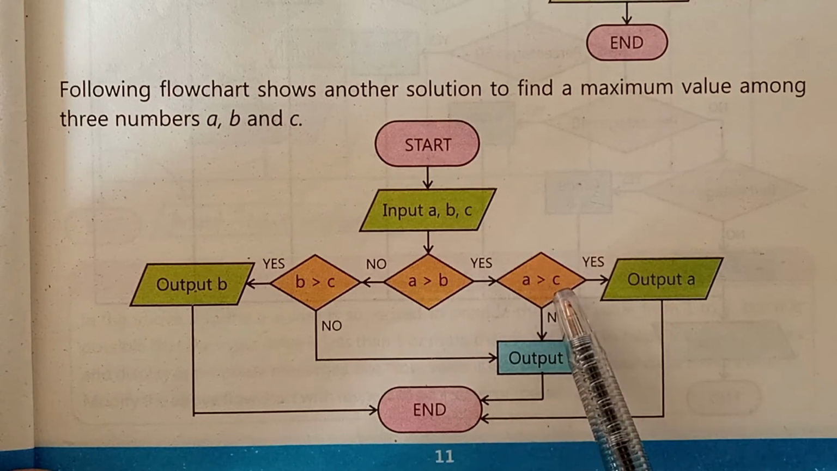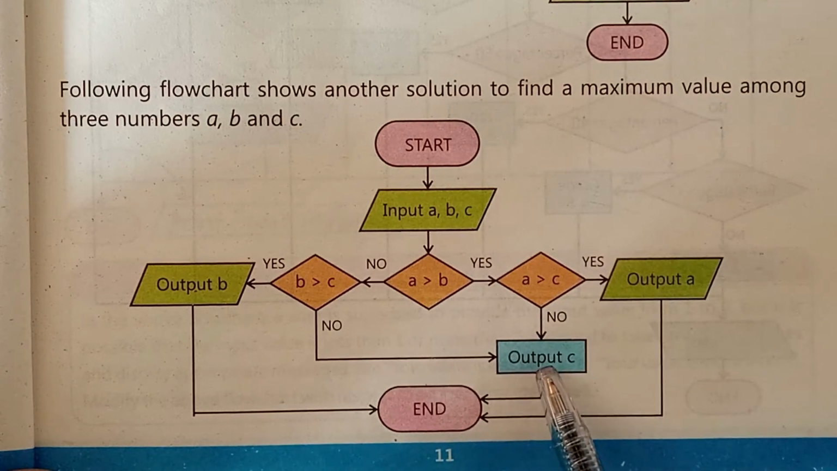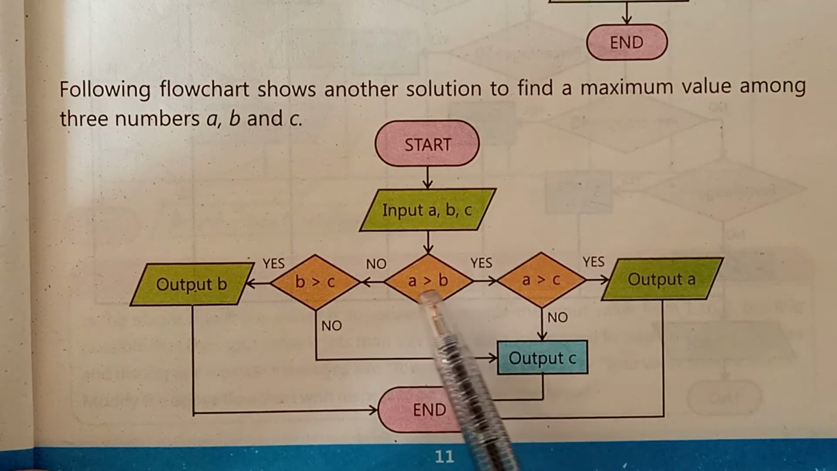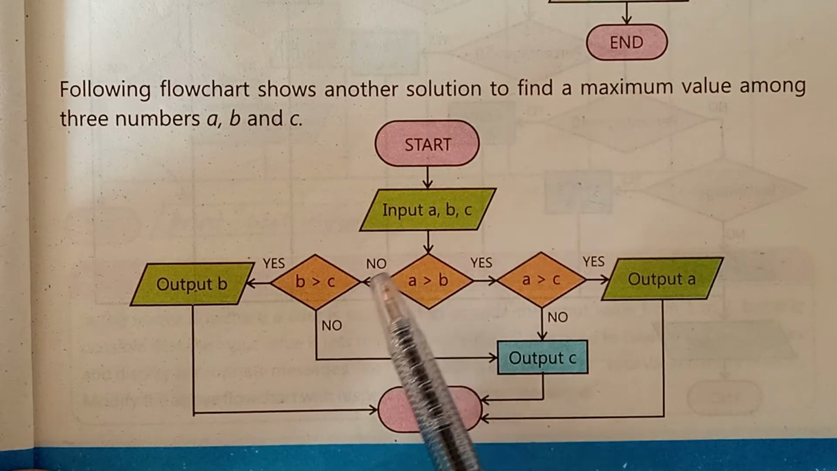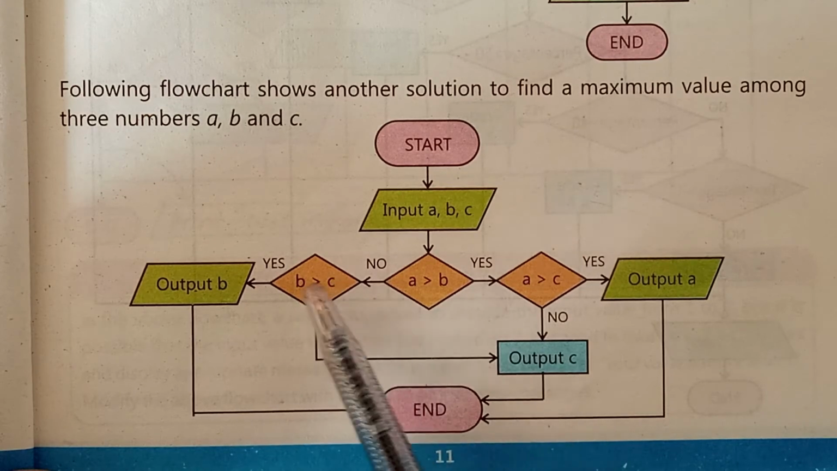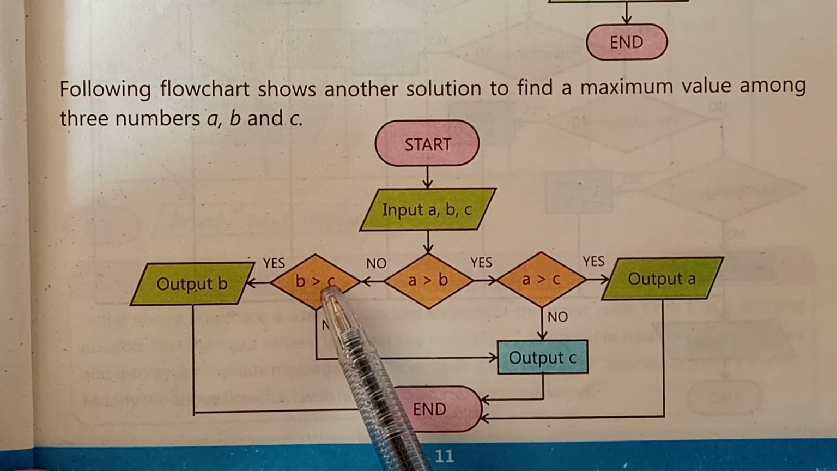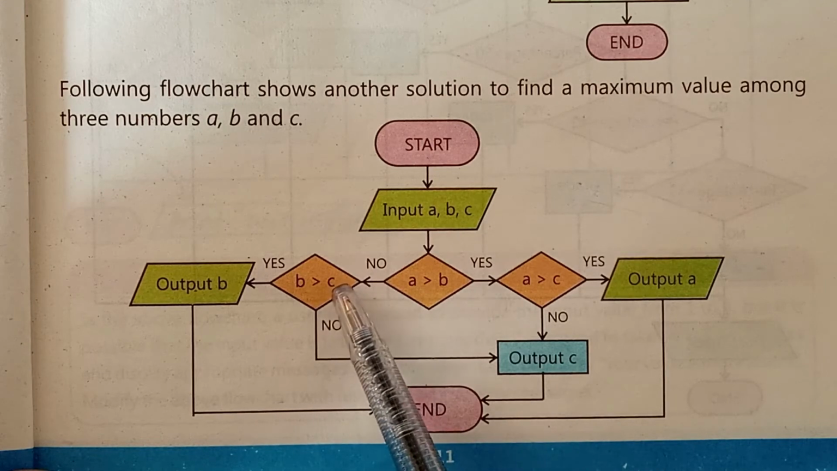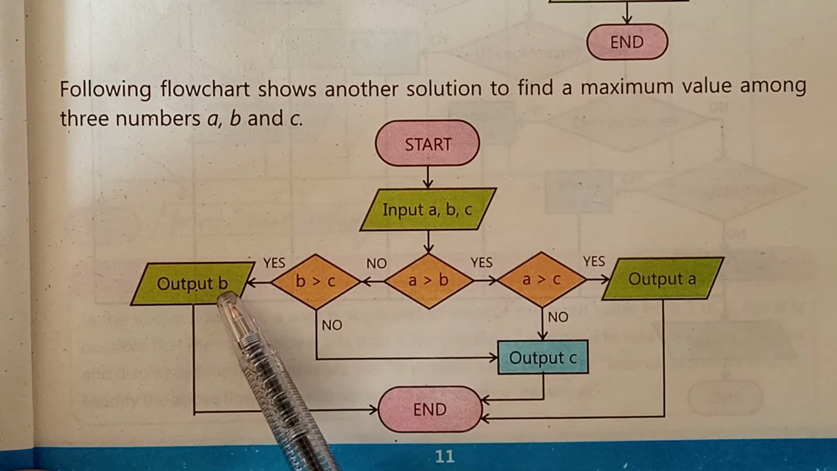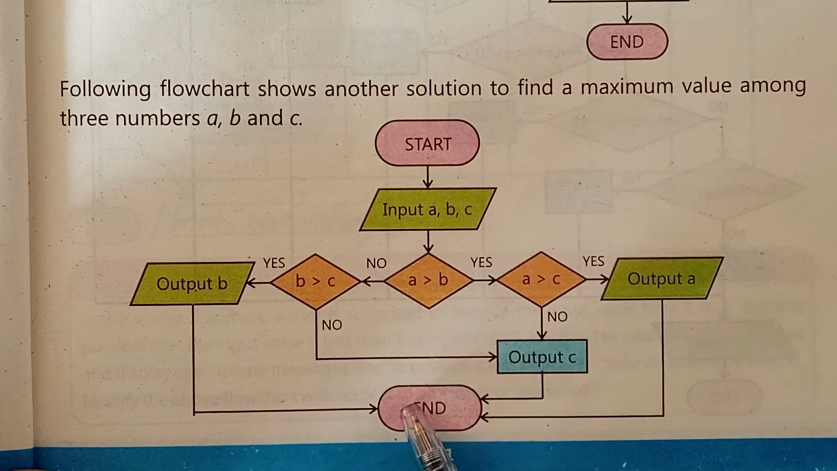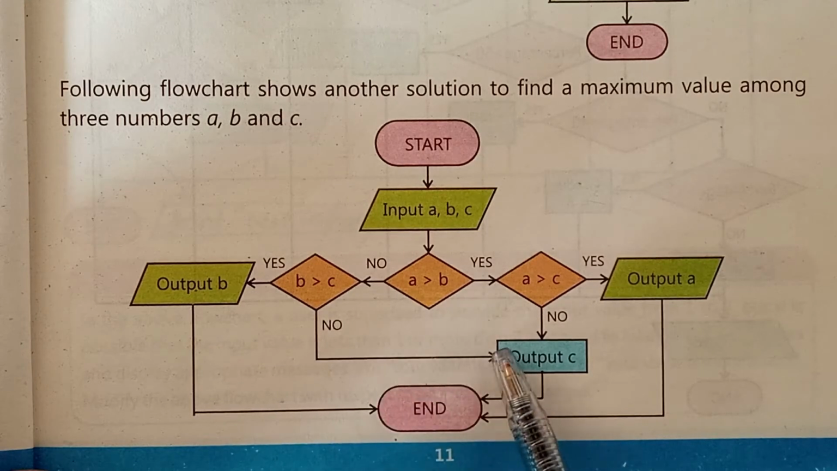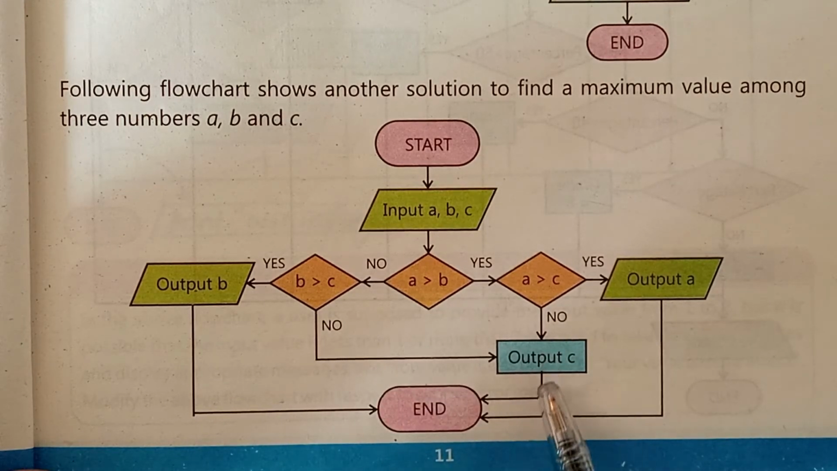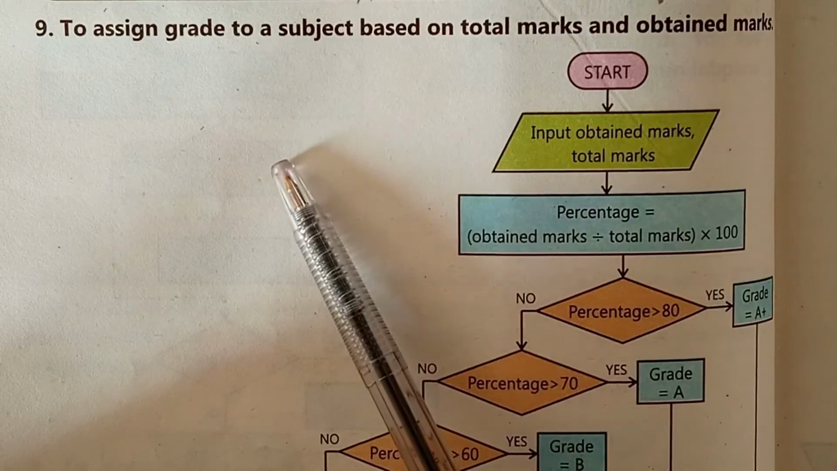If a is not greater than c, then it will produce the output c, and then the flowchart will be ended. Now, if a is not greater than b, the condition is not fulfilled, then it goes to the next step: is b greater than c? If b is greater than c, then it will produce the output b, and then the flowchart will be ended. And if b is not greater than c, then it will produce the output c, and the flowchart will be ended. Now open page number 12.